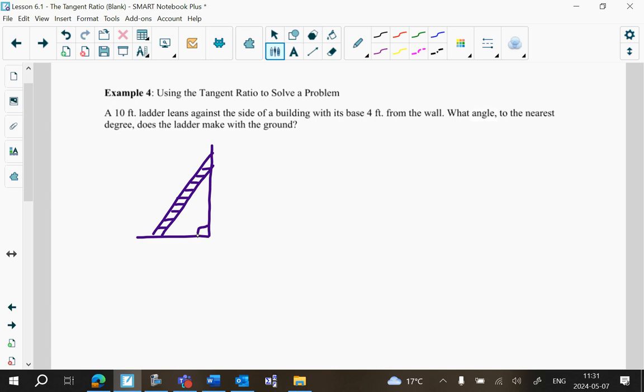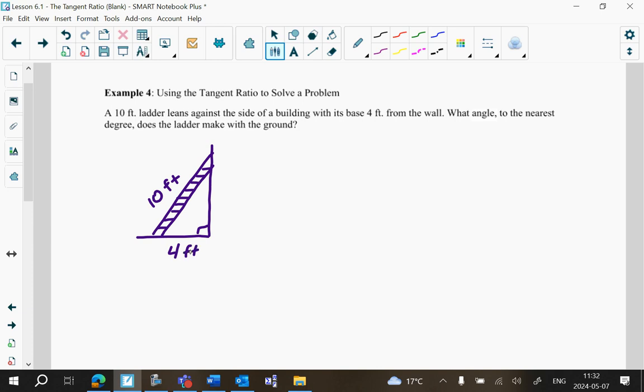What sides do I know? So the ladder's 10 feet. Now, which one is the 4 feet? This or this? The bottom is 4 feet.